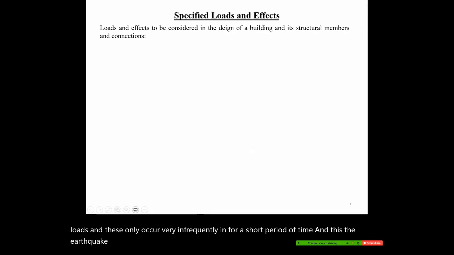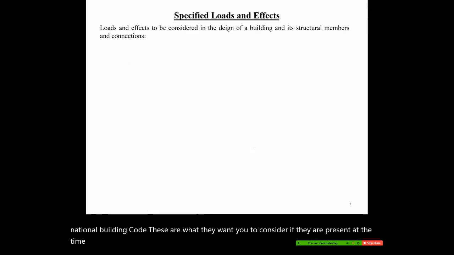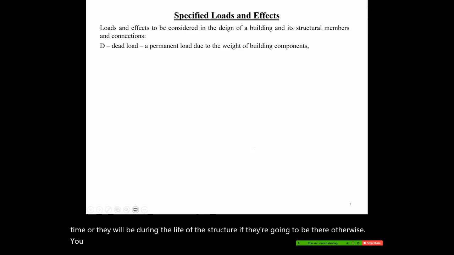Now, as far as the loads that you have to consider in the structure, the National Building Code wants you to consider them if they are present at the time, or will be during the life of the structure. Otherwise, for example, dead loads for sure are always going to be there. So the weight of the member itself is a dead load.